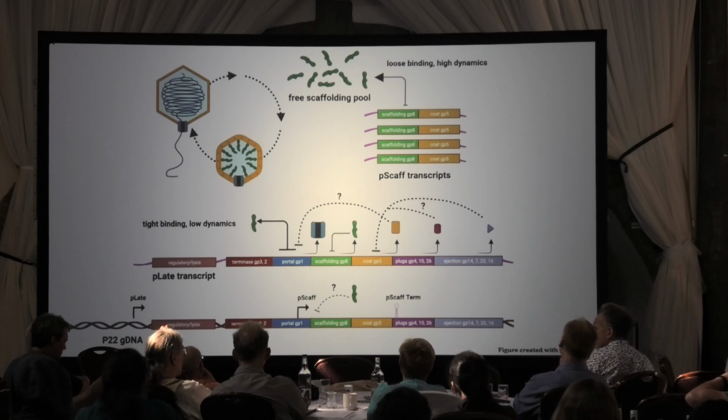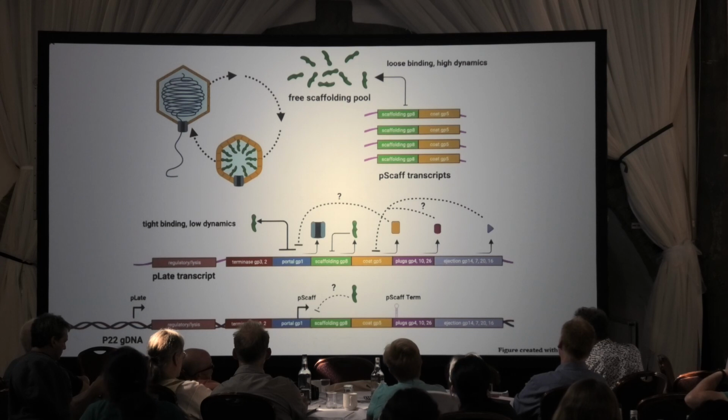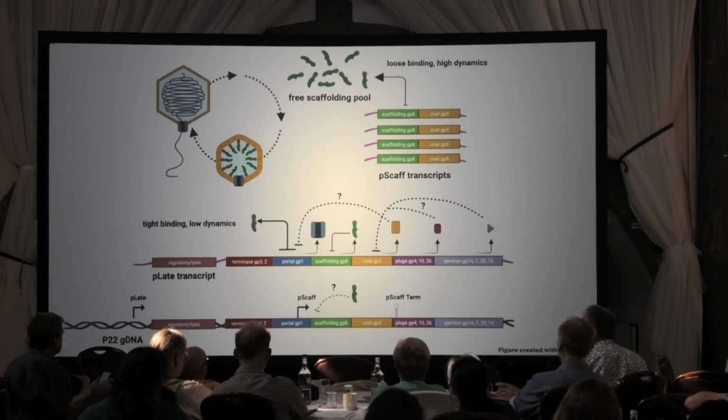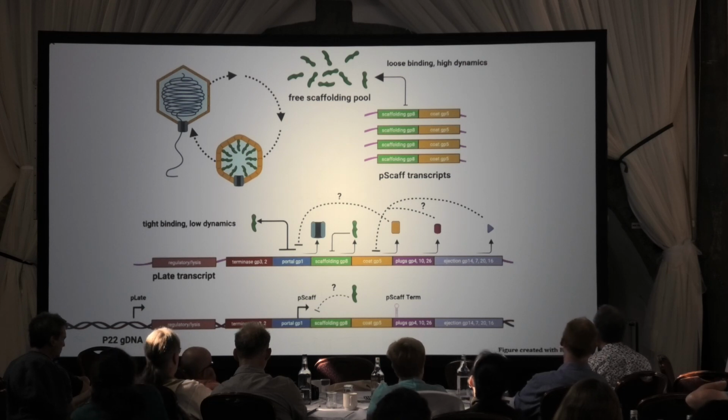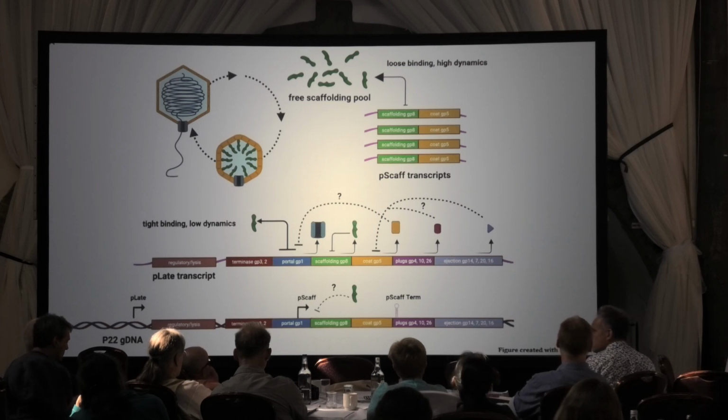And this sort of makes sense if you consider that the free scaffolding pool is being recycled through procapsid and phage states. And so you'd want to have a weaker association here so that it could have a more nuanced regulation. So we call this a loose binding and high dynamics. And I didn't get to talk much about it today, but there's some preliminary evidence that ejection and plug proteins may also be regulating coat protein expression. And there's also even a little bit of evidence, and this is all hand-waving speculatory stuff, that coat protein could be interacting with portal RNA as well.